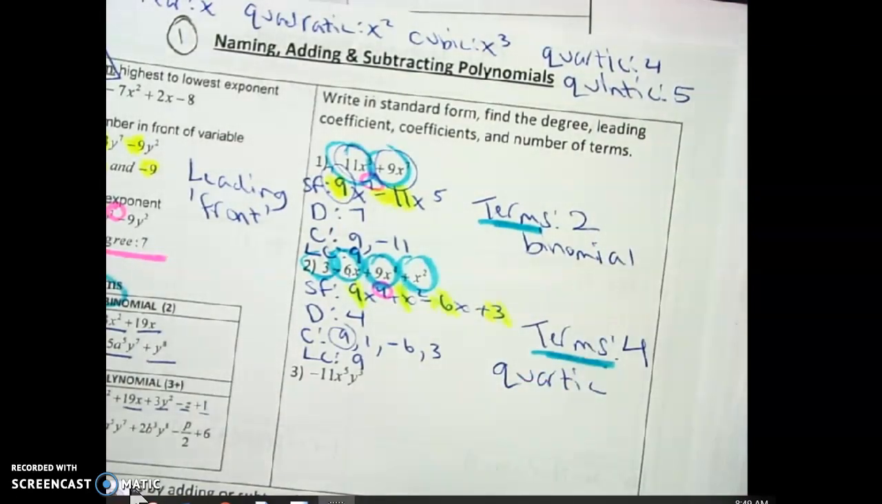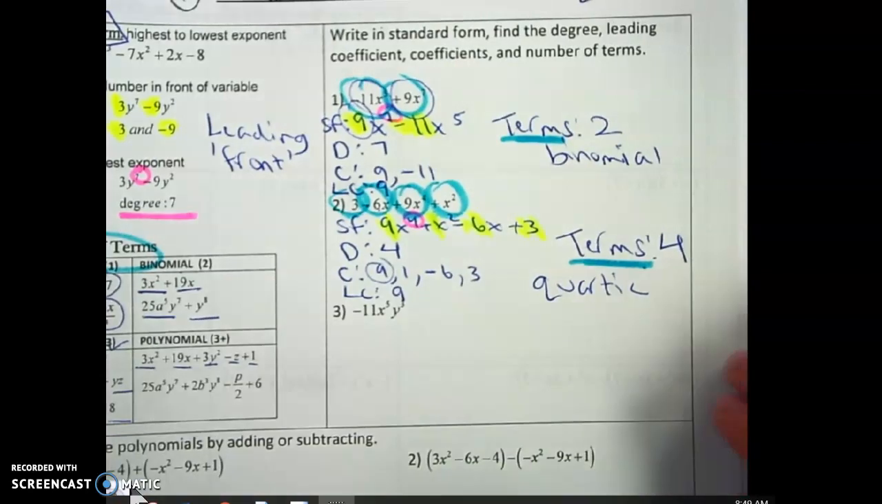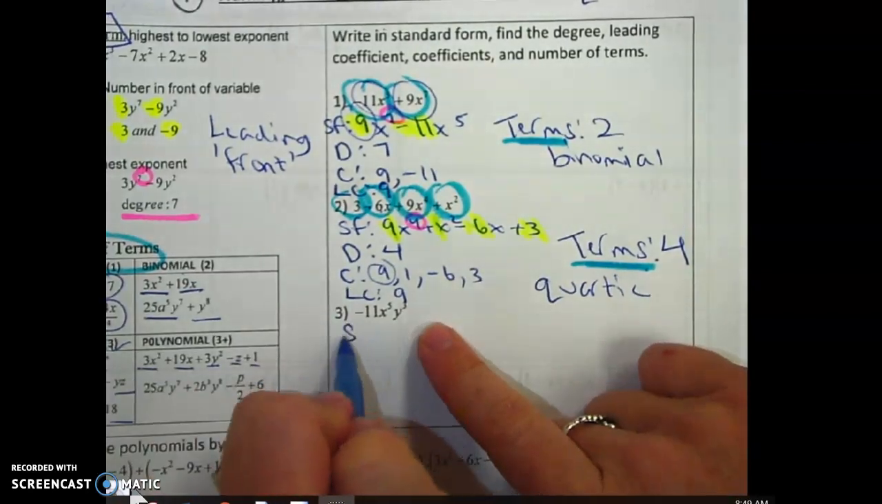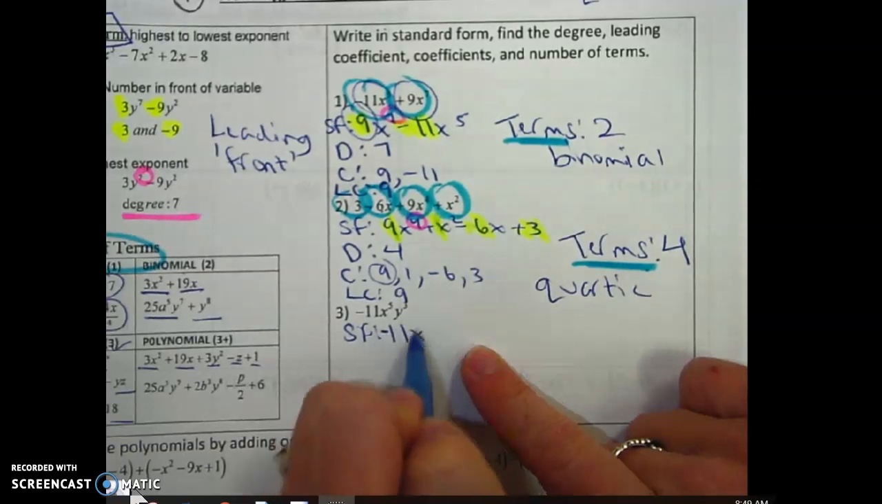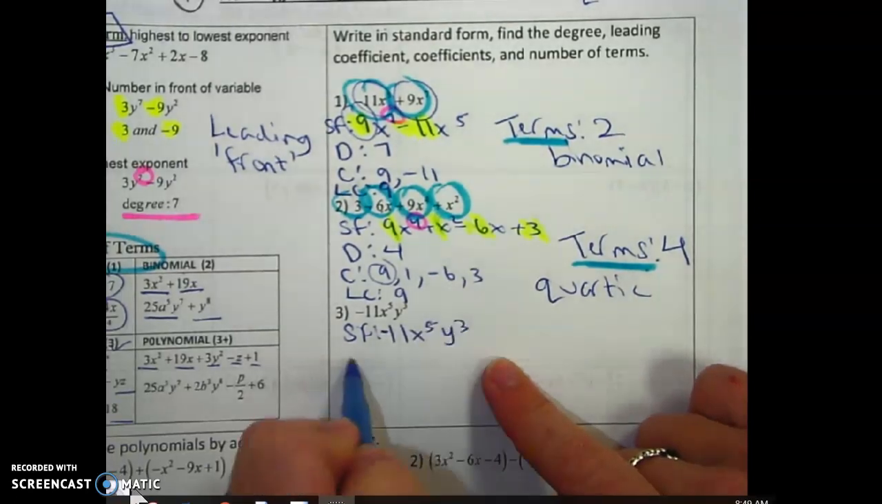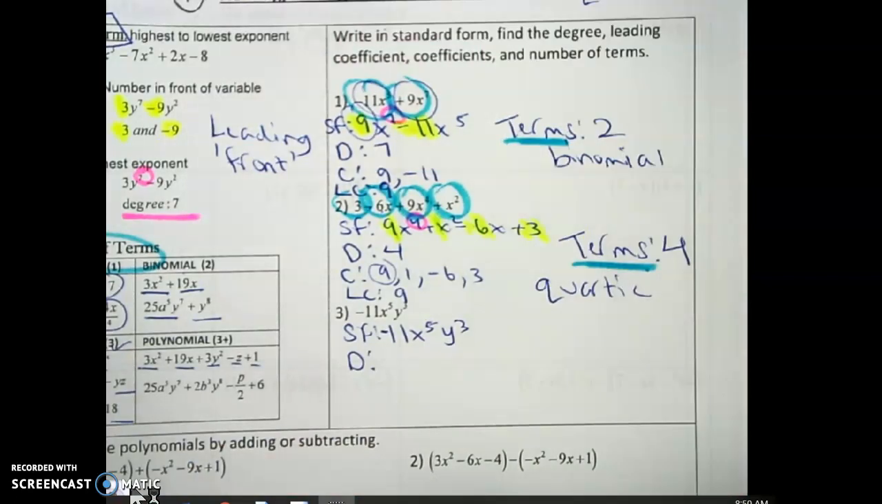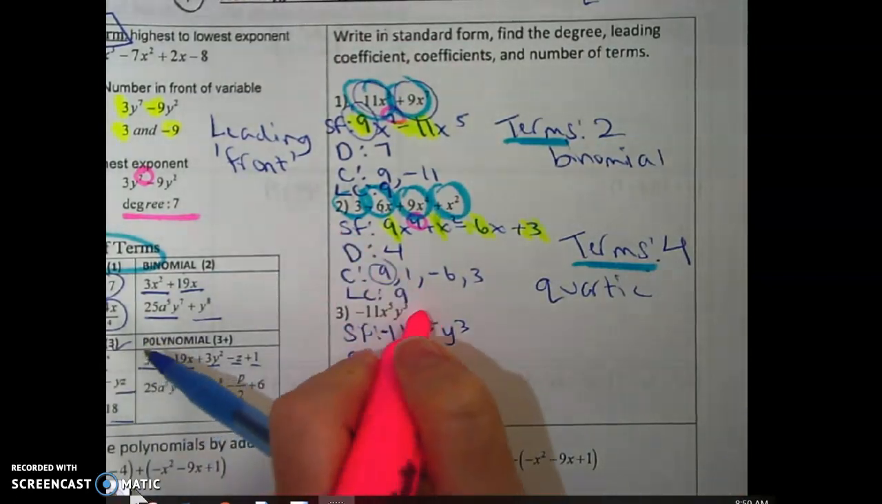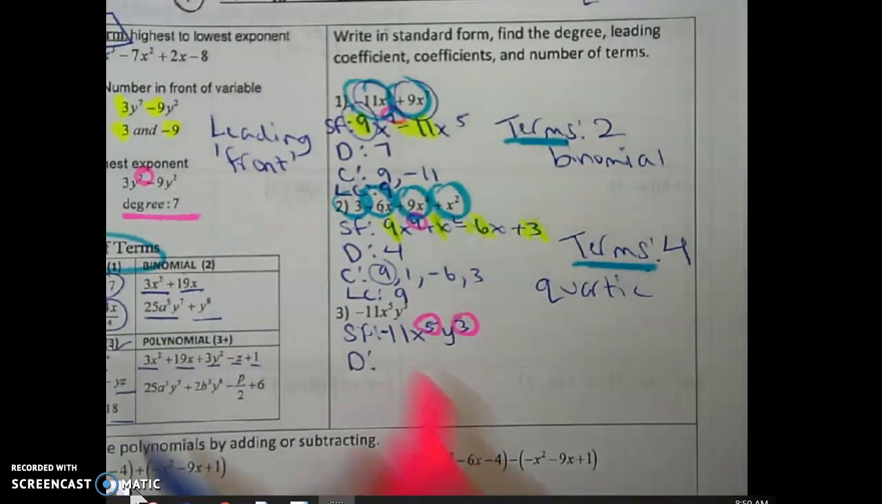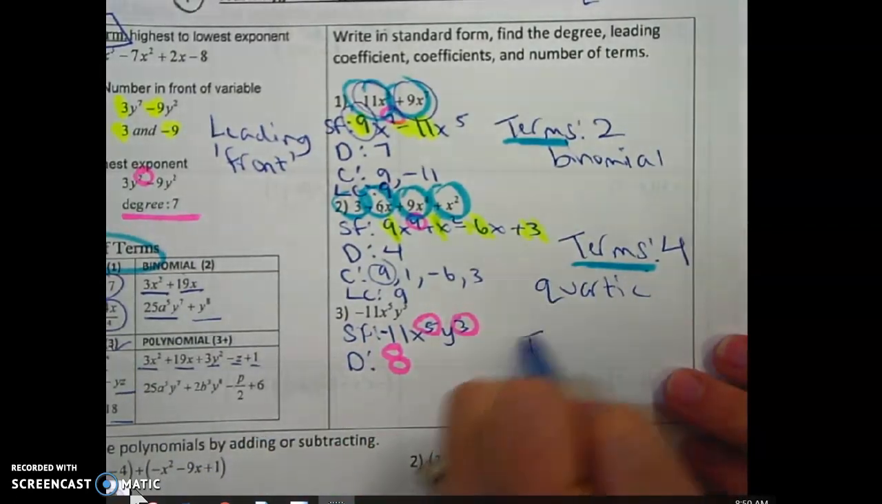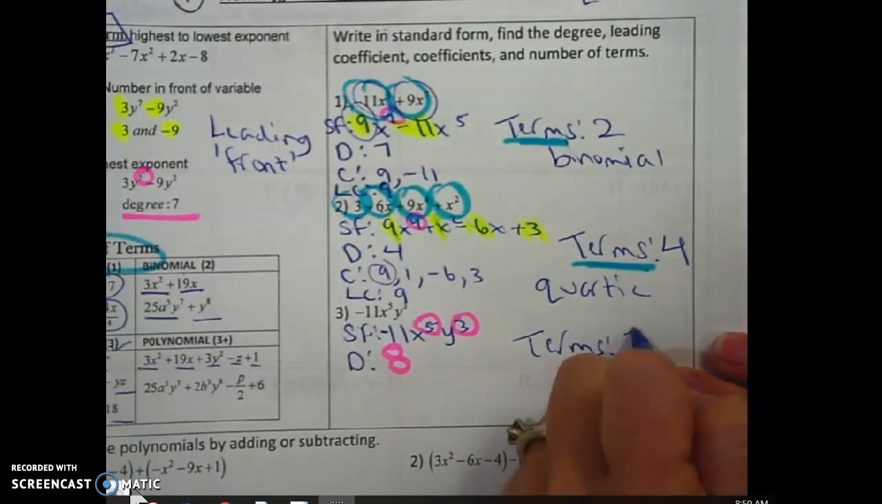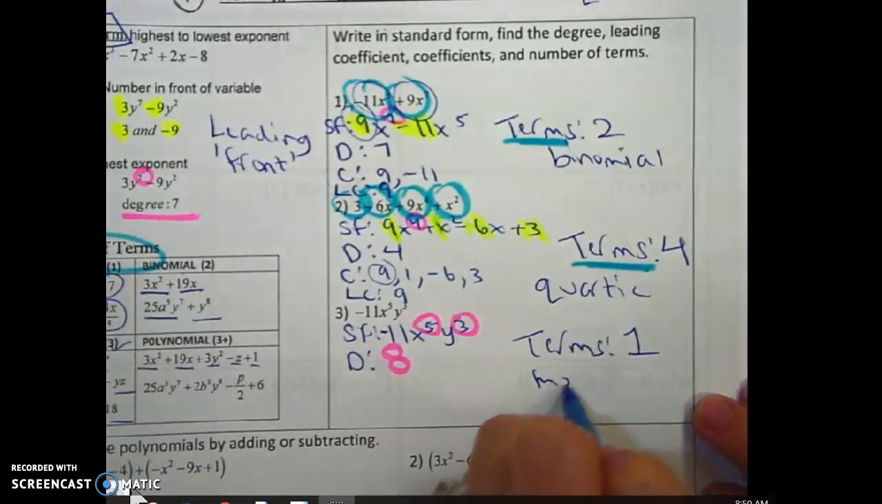Okay? This one's the most confusing, so I need you to get it. In standard form, it's already written in standard form. Negative 11x to the 5th y cubed. Now the degree, I need you to get that because this is one group. 1, 2, they're touching, the degree is 8, okay? Because the terms, there's only one group, which means it's called a monomial.